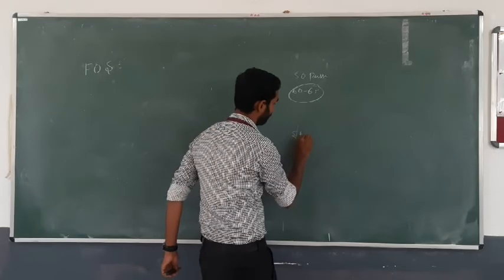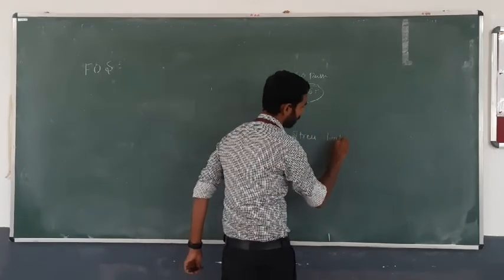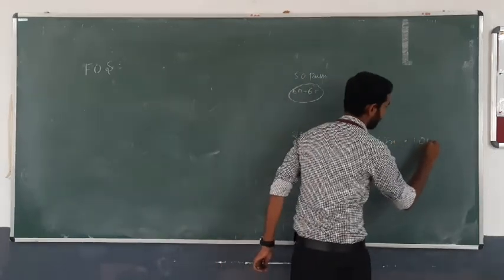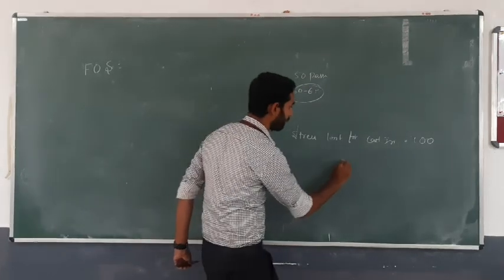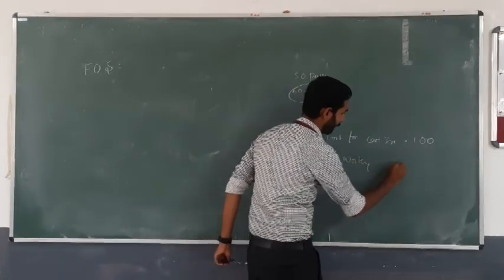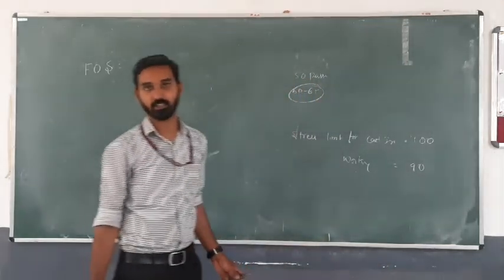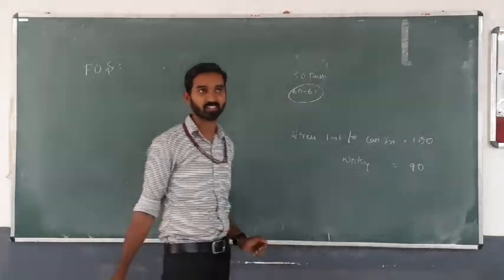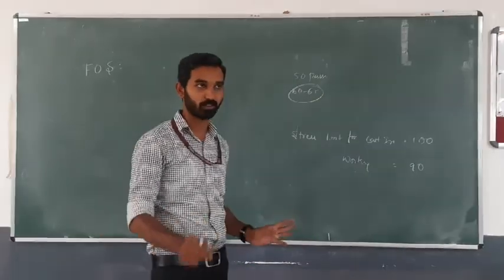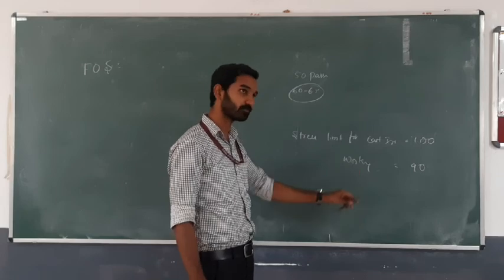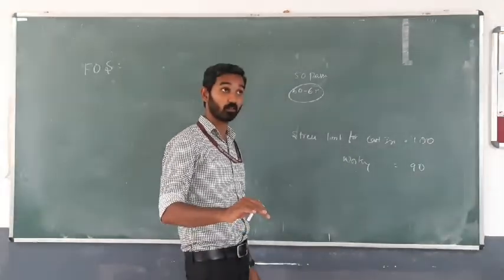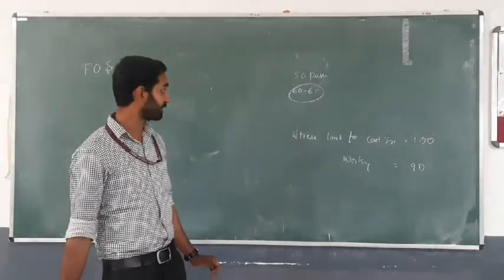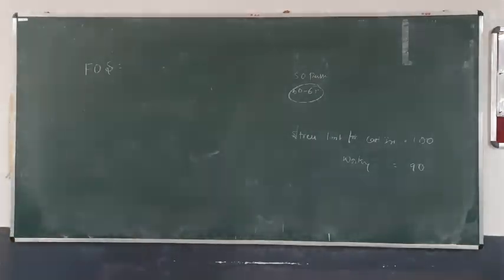suppose the stress limit for cast iron is say 100, while working it will be reduced. How much is it? 90. So 100% satisfaction will not be there in the working site condition because of the site condition or anything. So working stress is nothing but how much the material can resist with the practical applications in the field. That type of stress is known as the working stress.